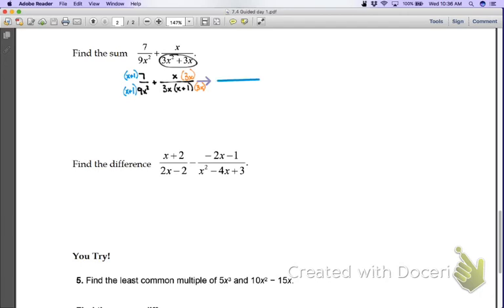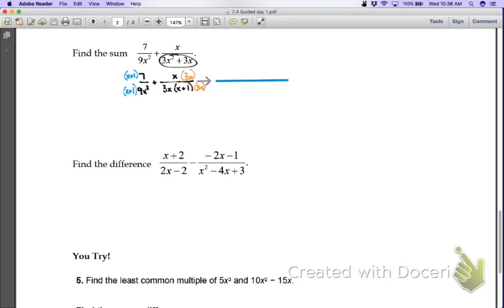So now, do both fractions have the same denominator? Do both of them have an x plus 1? Do both of them have a 9x squared? Yep, because 3x and 3x is 9x squared, right? So everything that I did on the bottom, I did to the top. That's why if I have a 3x here and a 3x there, I have an x plus 1 and an x plus 1.